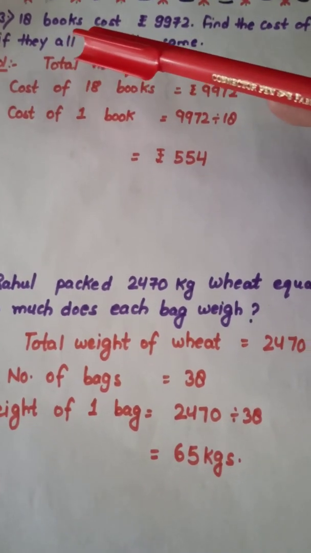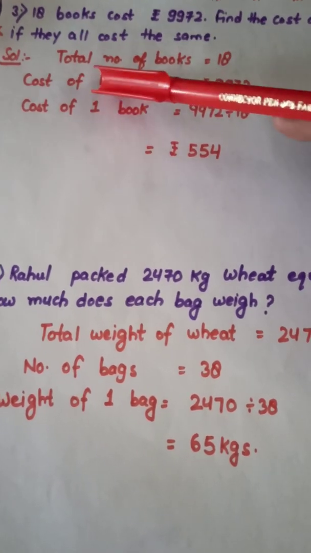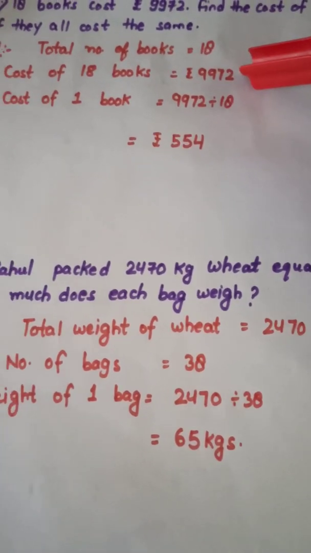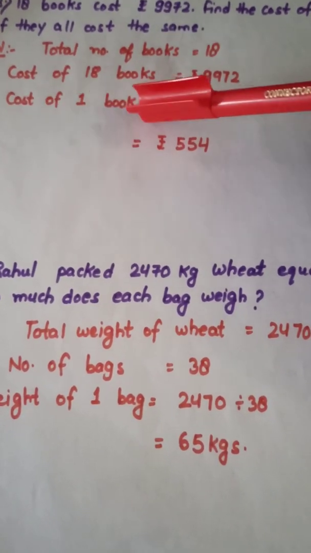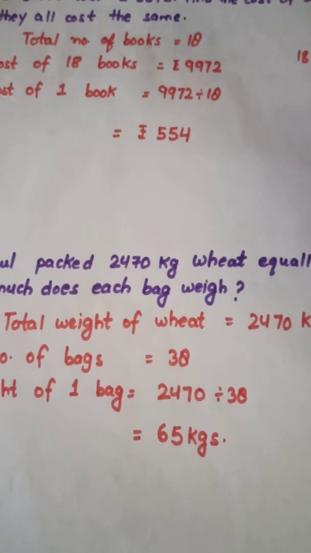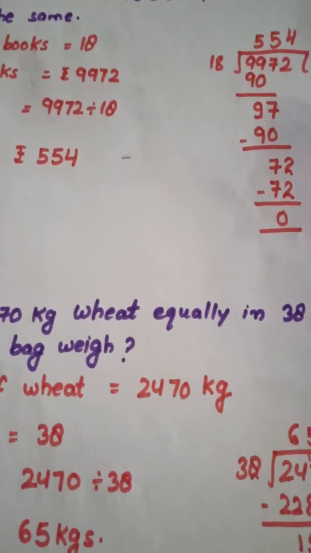So our statement is: total number of books, 18. Cost of 18 books, this much. Now how are we going to find the cost of one book? The cost of one book is equal to 9972 divided by 18, so we divide. Let us see its division part.